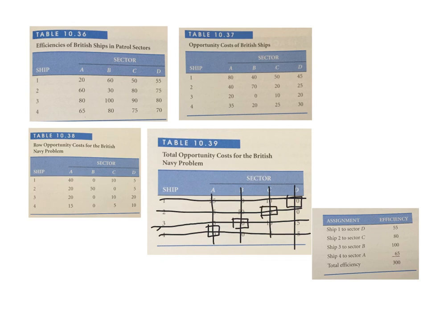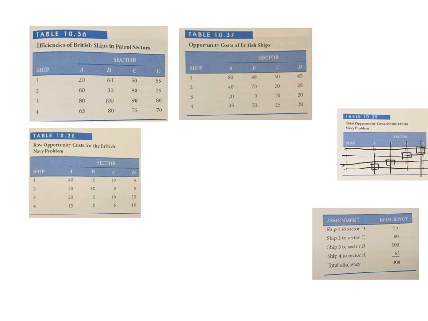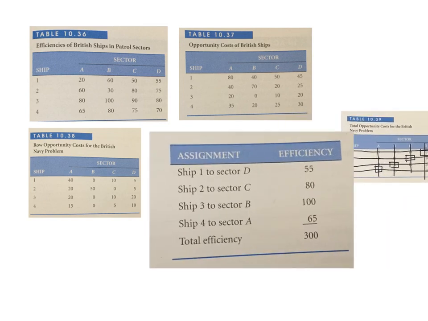So this is the answer here, and the maximum efficiency rating is 300. Ship 1 to D is 55. Ship 2 to C is 80. Ship 3 to B is 100, and ship 4 to A is 65. So the total is 300. So that's it.